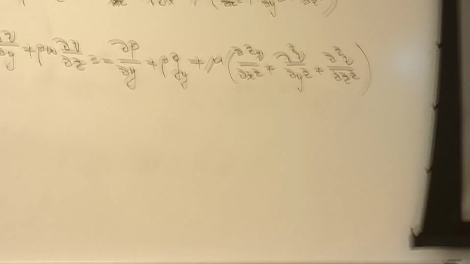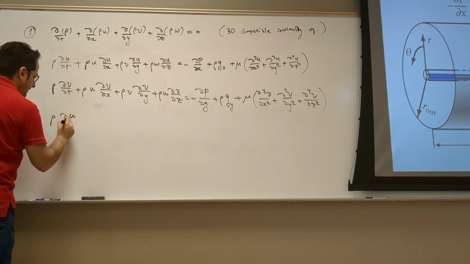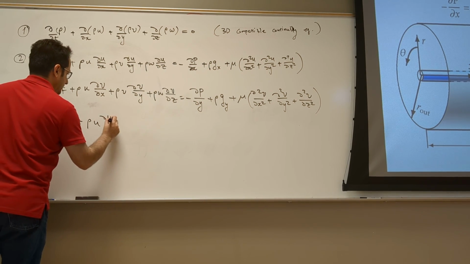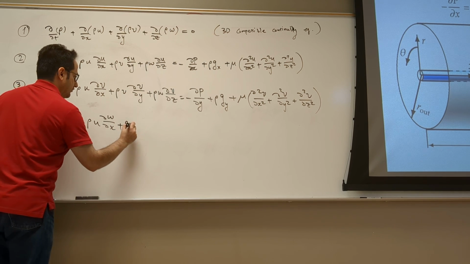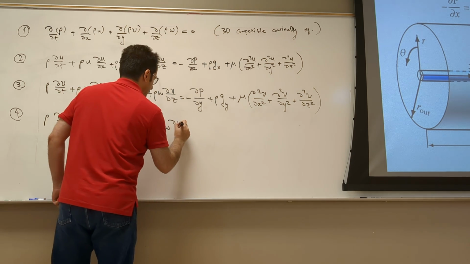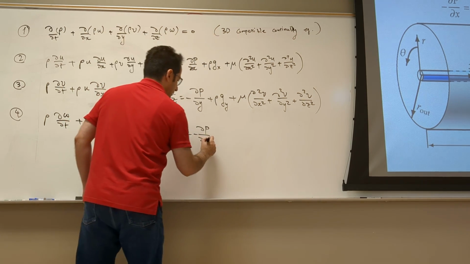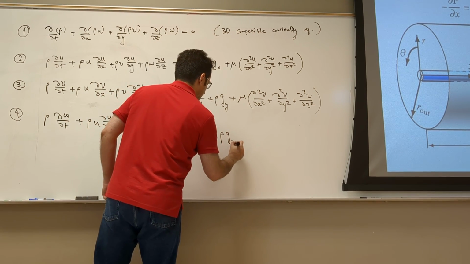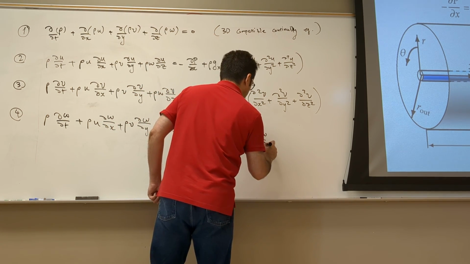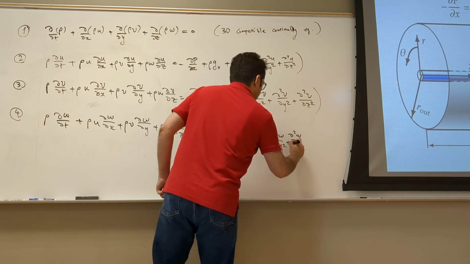Now, let me write this. Even though I don't have w, I'm going to write the equation, and then we go over it and say it's 0. Plus rho u derivative of w with respect to x, rho v derivative of w with respect to y, plus rho w partial w partial z, equals negative partial p partial z, plus rho g in z, plus mu times the second derivatives with respect to x, y, and z.